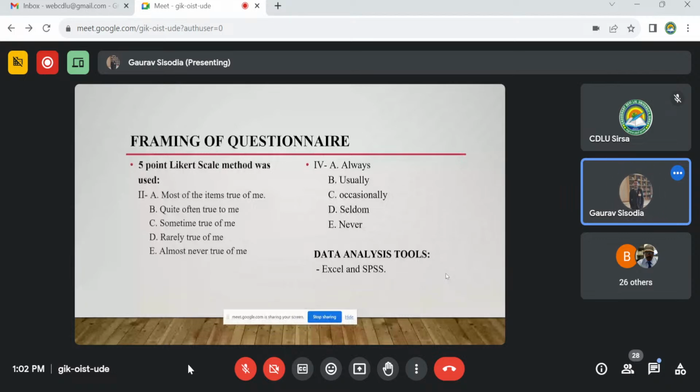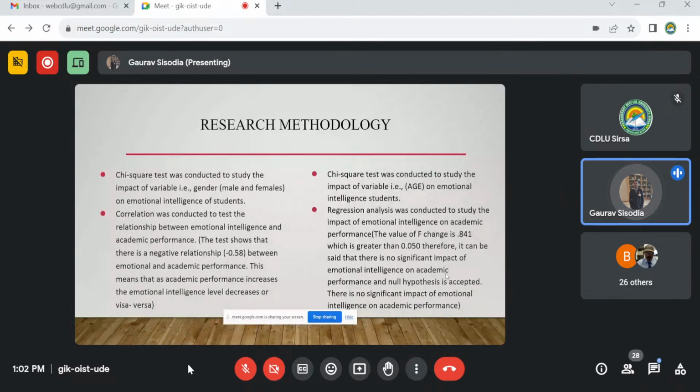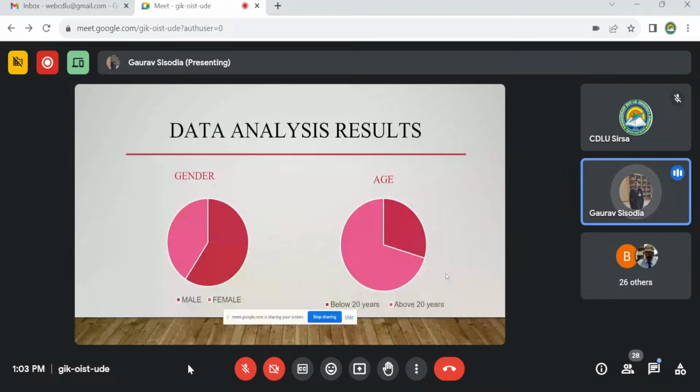In our research methodology, a chi-square test was conducted to study the impact of the variables of gender, male and female, and similarly age, on emotional intelligence of the students. Correlation was conducted to test the relationship between emotional intelligence and academic performance, and regression analysis was conducted to study the impact of emotional intelligence on academic performance. More than 50% were male and around 40% were female, and around 60% were above the age of 20, and around 25% was. Can you please show your findings?